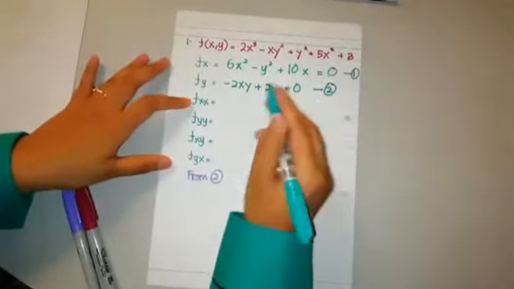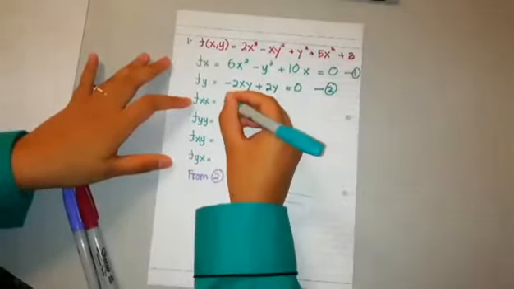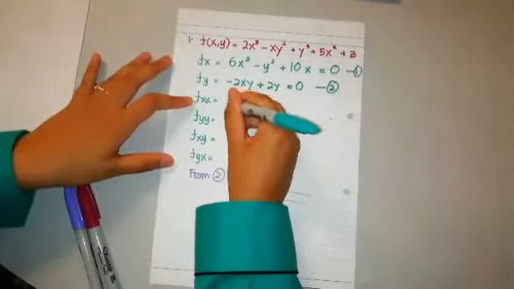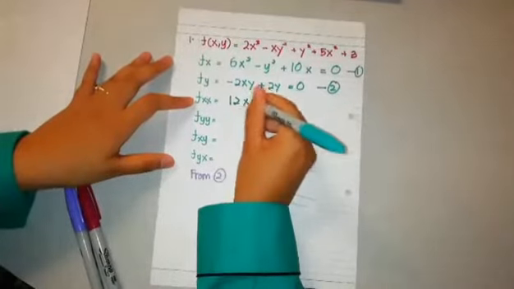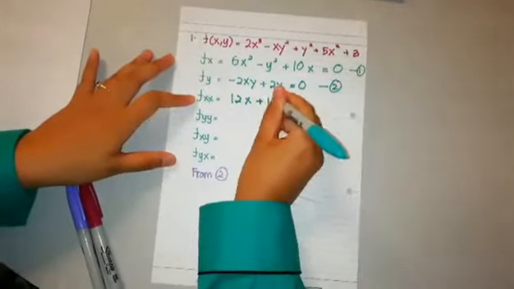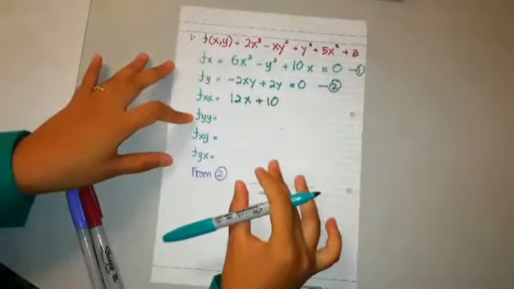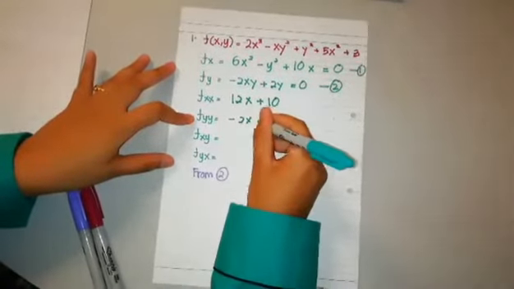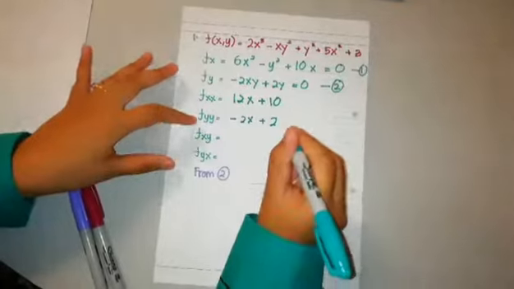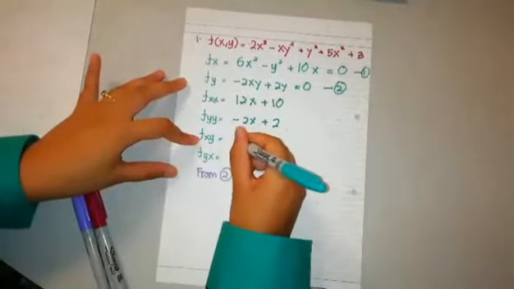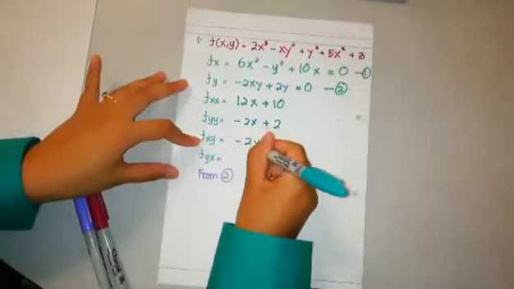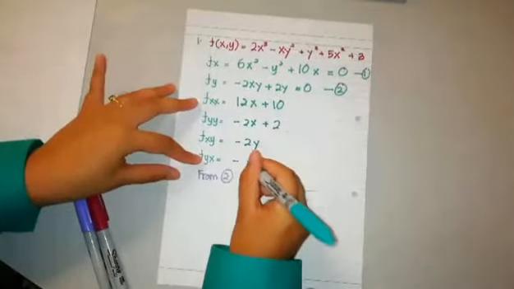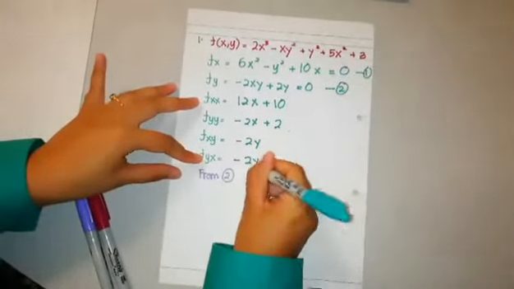Okay, let's do the fxx. We will get 12x plus 10. Fyy, negative 2x plus 2. Fxy, negative 2y. Same goes with fyx, negative 2y.